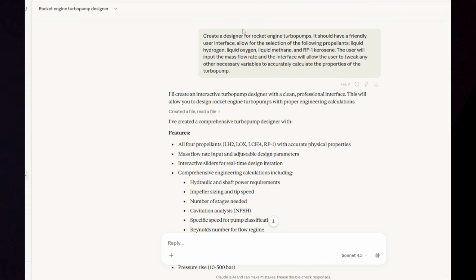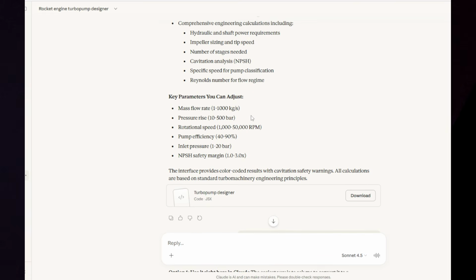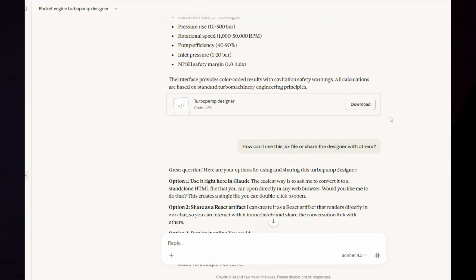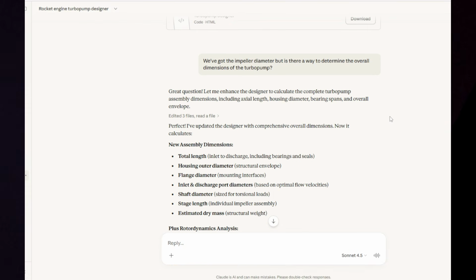For those who are curious, my prompt was: create a designer for rocket engine turbopumps. It should have a friendly user interface, allow for the selection of the following propellants, so I listed the 4. The user will input the mass flow rate, and the interface will allow the user to tweak any other necessary variables to accurately calculate the properties of the turbopump. And so it figured out what properties it would need and what it would adjust, and then I asked for HTML instead of JSX so that people could use it a little bit better.